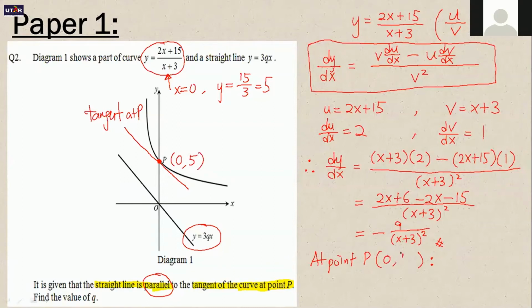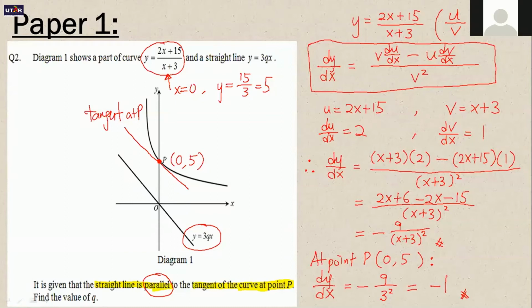(0, 5). But when we want to find the dy/dx at point P, what is the value of dy/dx at point P? We are going to substitute the x value involved. So we have negative 9 over 3 squared because x is equal to 0. So we have negative 9 over 9, which is negative 1. So this is the gradient of the tangent at point P.